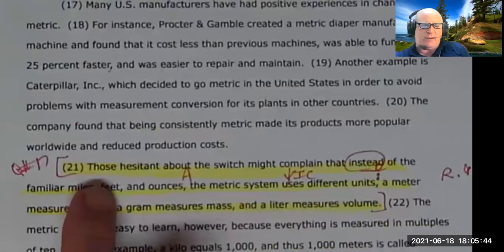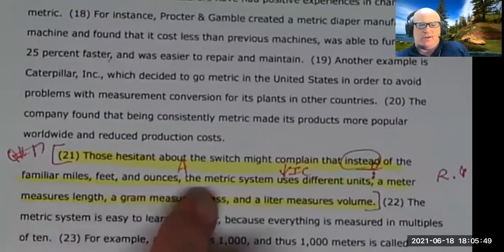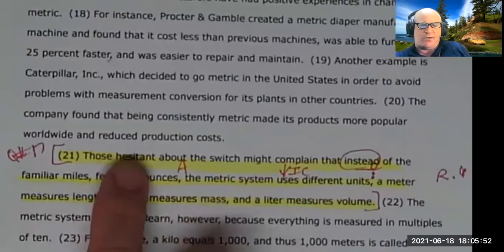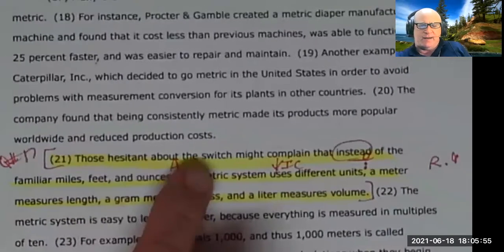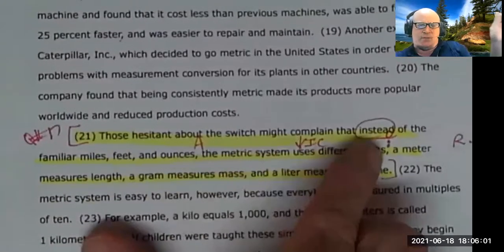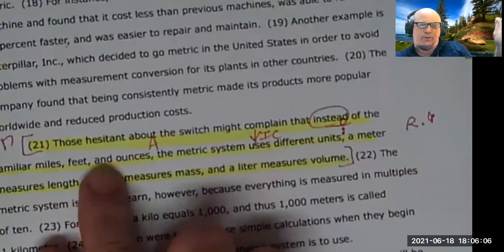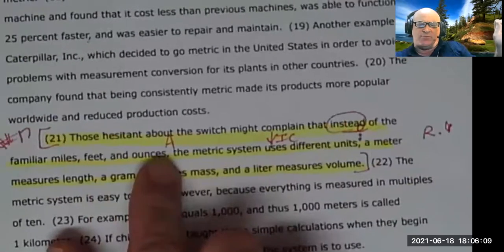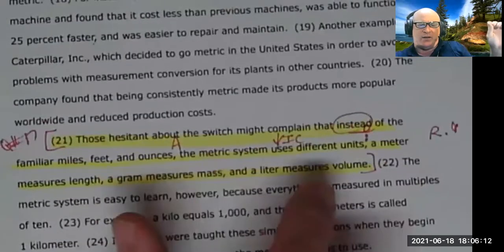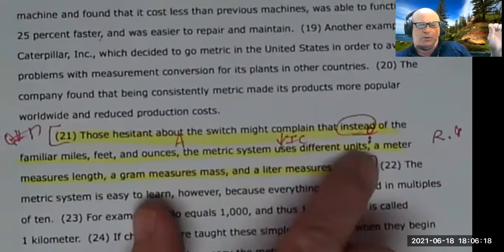Because it's punctuation related, I'm going to make sure I verbalize all of these punctuation marks. Capital. Those hesitant about the switch might complain that instead of familiar miles, comma, pounds, feet, comma, and ounces, comma, the metric system uses different units. My brain made me pause. So we either need a period there, a colon, or a semicolon. Every time you're pausing like that, your thought is complete.